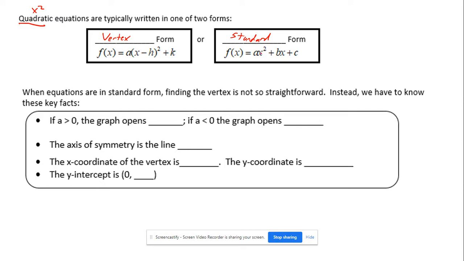So with standard form, there's some things that we have to know. This box down here deals entirely with standard form, and these are facts that you need to memorize. I'm not giving this box to you on a test. I'm not giving you any formulas. You have to memorize this.